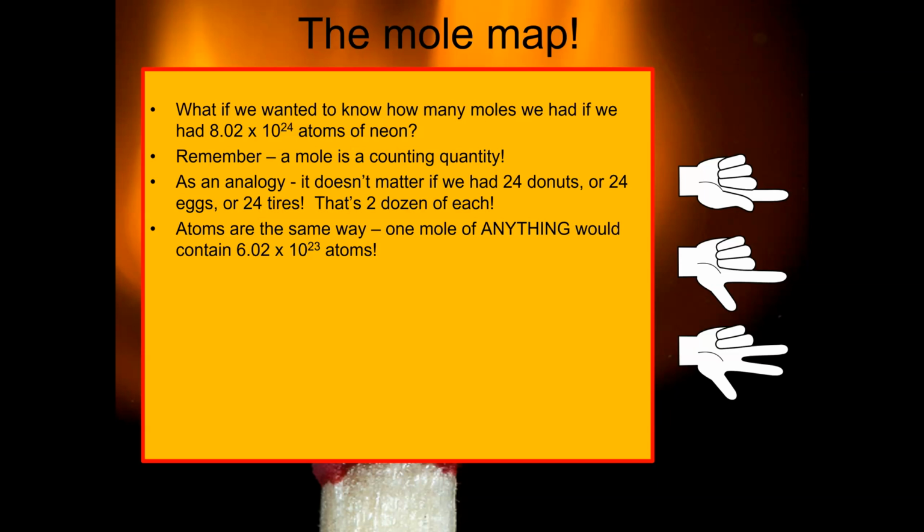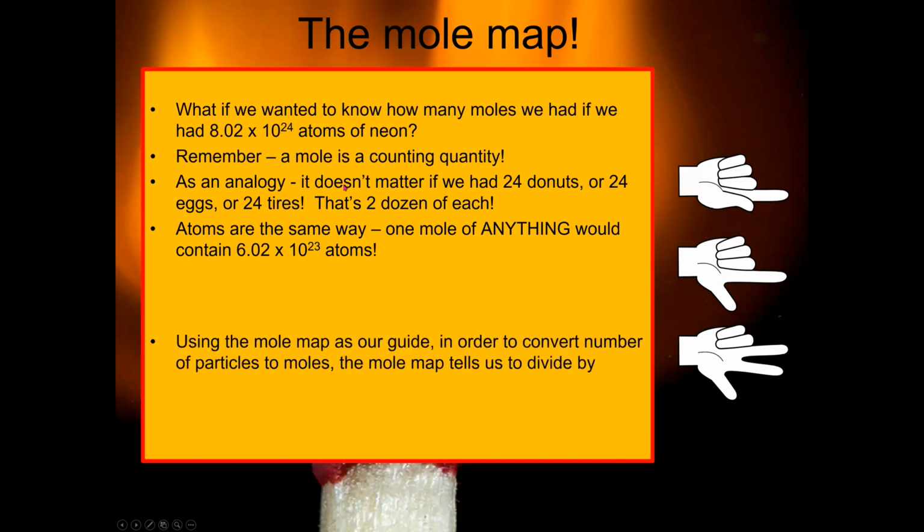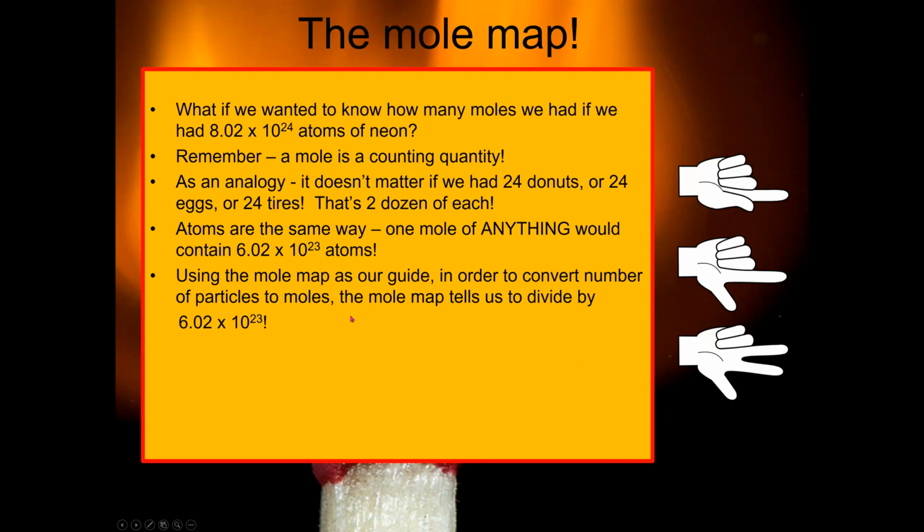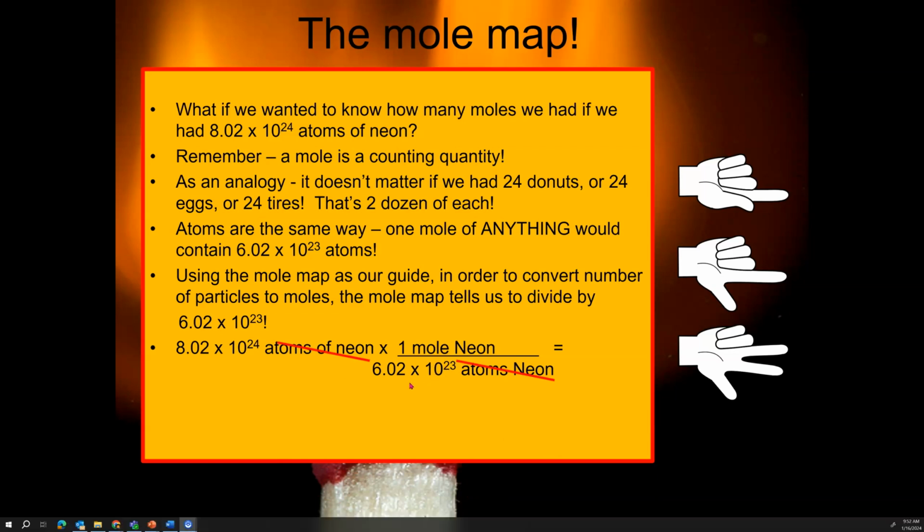If we use our mole map, we are going to do conversions. So here we have atoms. We are going to convert from atoms to moles. So we are going to divide by 6.022 times 10 to the 23rd atoms. So here we have how many atoms of neon? We're going to take 1 mole of neon is 6.02 times 10 to the 23rd atoms of neon. We're going to cross those out, and we're going to get that 8.02 times 10 to the 24th atoms of neon is 13.3 moles of neon.